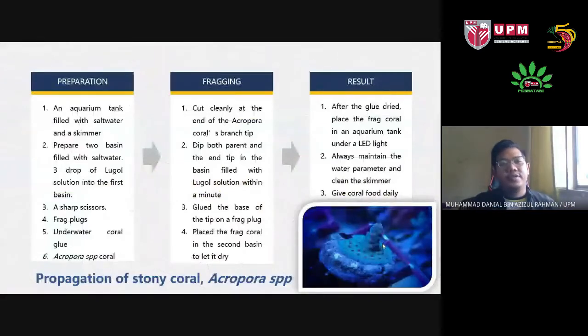Okay, thank you. So we are going to propagate stony coral, the species Acropora species. On your right side, you can see a coral species named Acropora species. This is one of the staghorn corals. It's a reef building coral. Okay, first, let's look at the three boxes here.